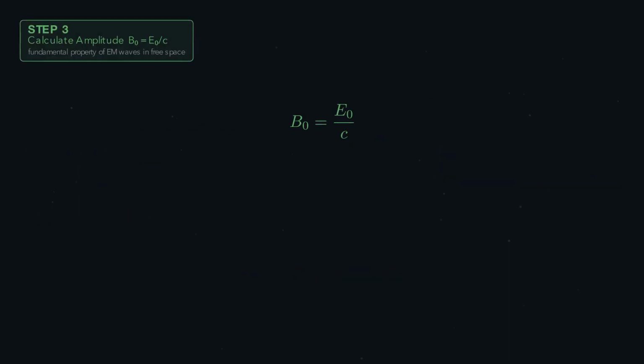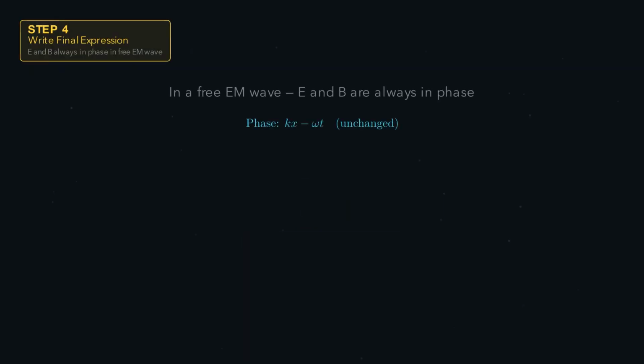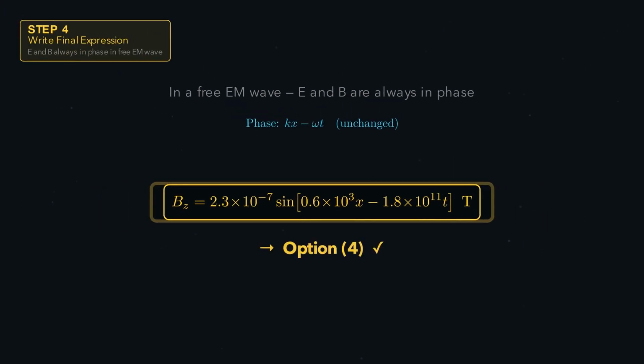plus x direction. Now, for the Poynting vector to point in x hat, we need E cross B to equal x hat. Since y hat cross z hat equals x hat, B must oscillate on the z-axis, not the y-axis. For the magnitude, we use B naught equals E naught over c.